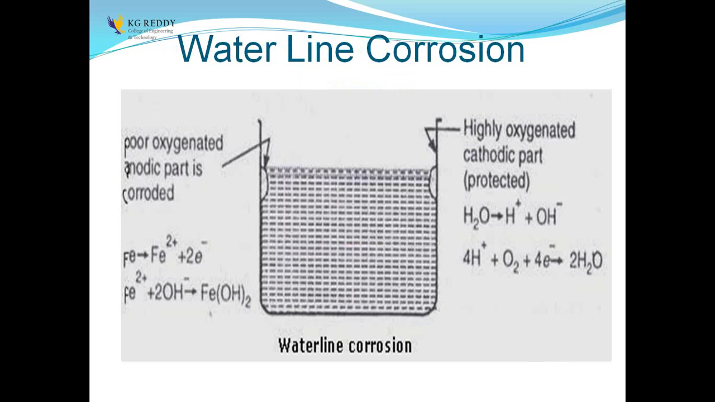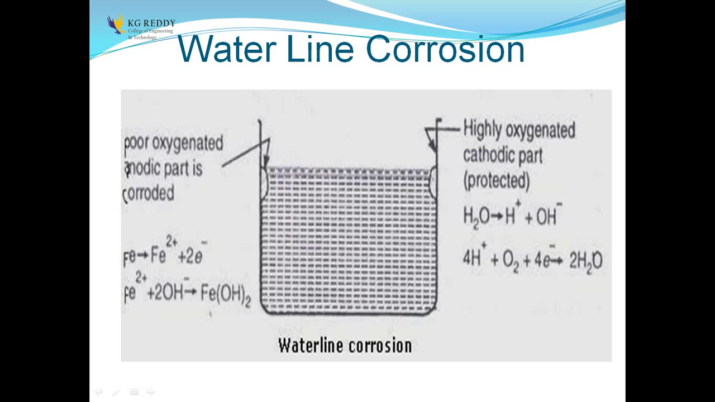Next, like this we get water line corrosion. If you take a water tank, here at the water surface there is this small part which acts as an anodic area. It is a poorly oxygenated area, so it acts as an anode. And the part above this is a highly oxygenated area, which acts as a cathode, right?